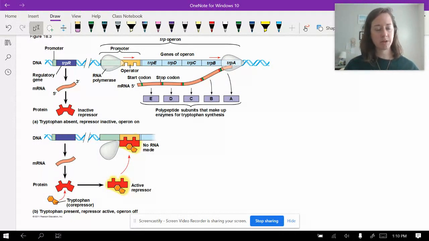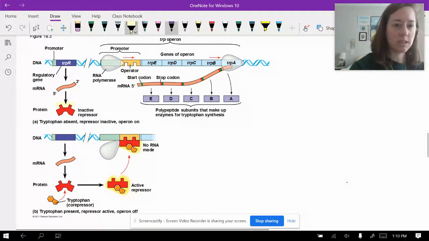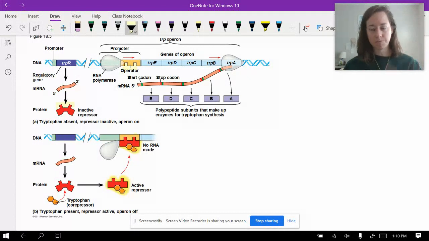The red subunit over to the side is the repressor. You can see that it's inactive because the shape of the top here does not fit the shape of the operator. And just like enzymes have to be the right shape at the active site to fit with the substrate, same thing here. So since this repressor is not the right shape to fit in the operator, the operon is active and it's turned on.